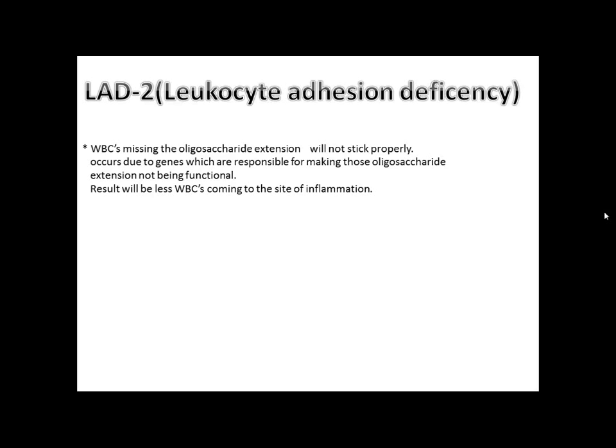So in this condition, the result will be less white blood cells coming to the site of inflammation, because there is no interaction between the p-selectin and e-selectin and oligosaccharide extensions which are missing due to the LAD2. And this condition occurs due to the genes which are responsible for making those oligosaccharides not being functional. So this is one condition.